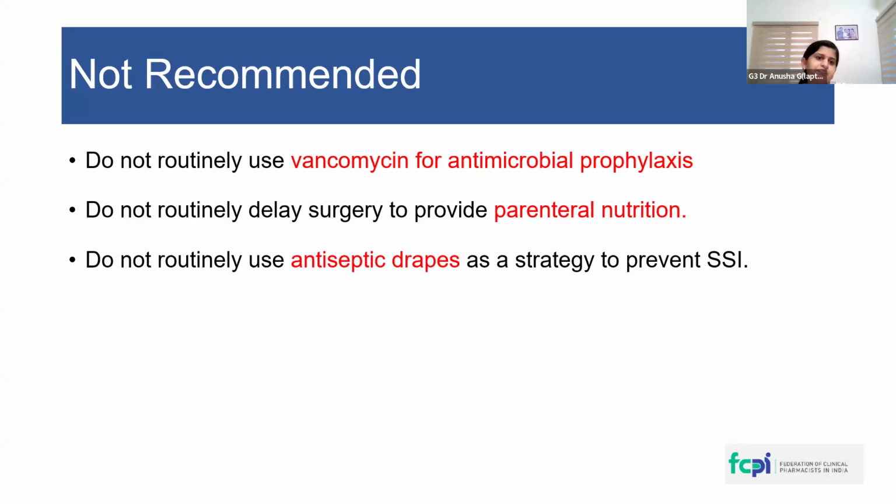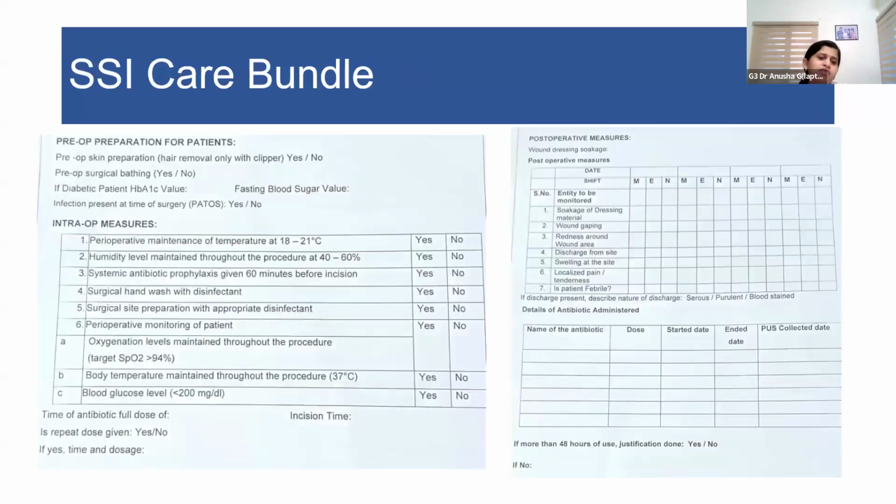Now, this is an example of a surgical site care bundle. As I said previously, you can improvise it according to your hospital. If you see in this, pre-op, they are checking whether the patient's hair has been removed, that too with the clipper. And if you remember in the IDSA guidelines, they had said that if it is not going to interfere with the surgery, you needn't remove the hair. Then they check whether the person has been given a surgical bath with chlorhexidine, whether the patient's blood sugar is maintained, and whether any infection is present at the time of surgery. So this is done pre-op.